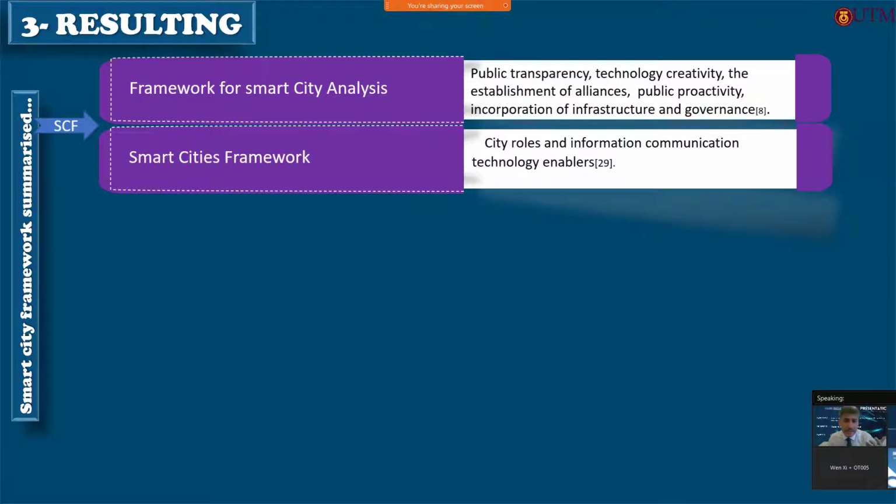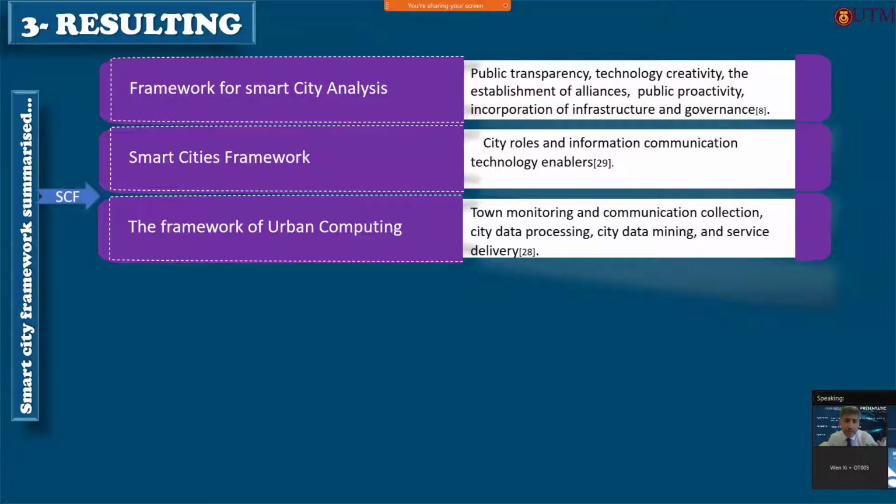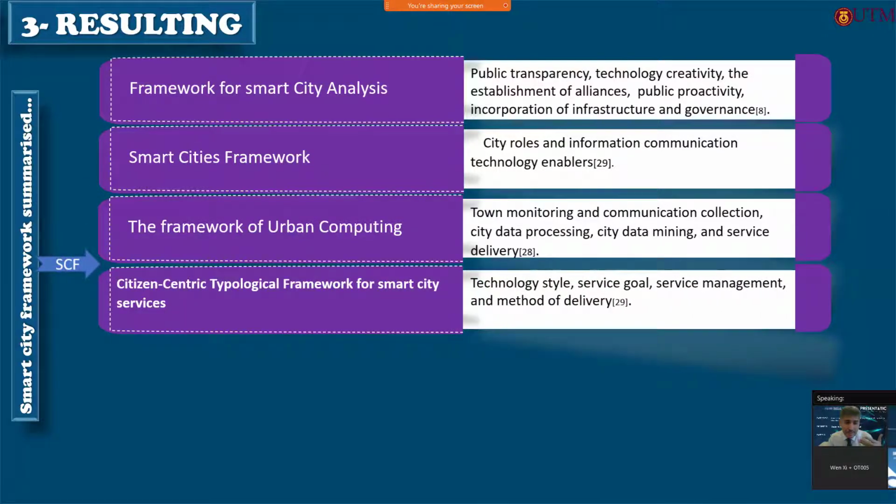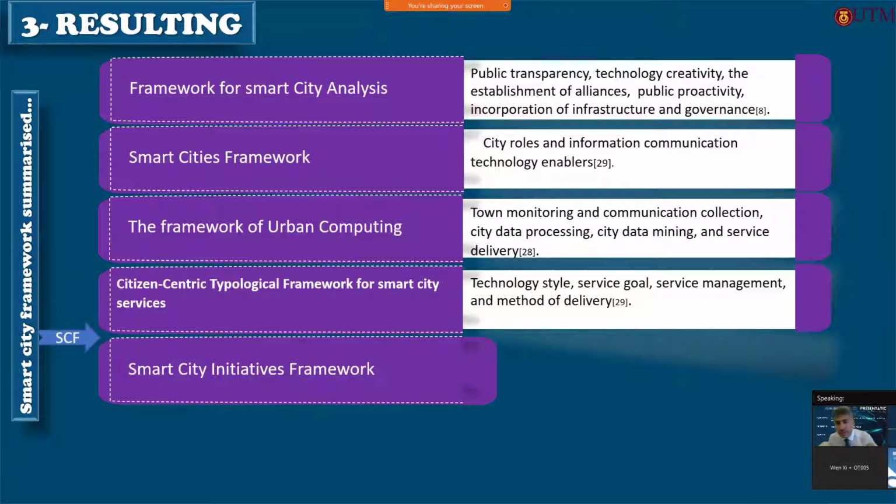The second is the smart city framework. It means city roles and information communication technology enabler. The third is the framework of urban computing: the town monitoring and communication collection, city data processing, city data mining, and service delivery. Then we have another framework, the citizen-centric topological framework for smart city service: technology, service goals, service management, and method of delivery.